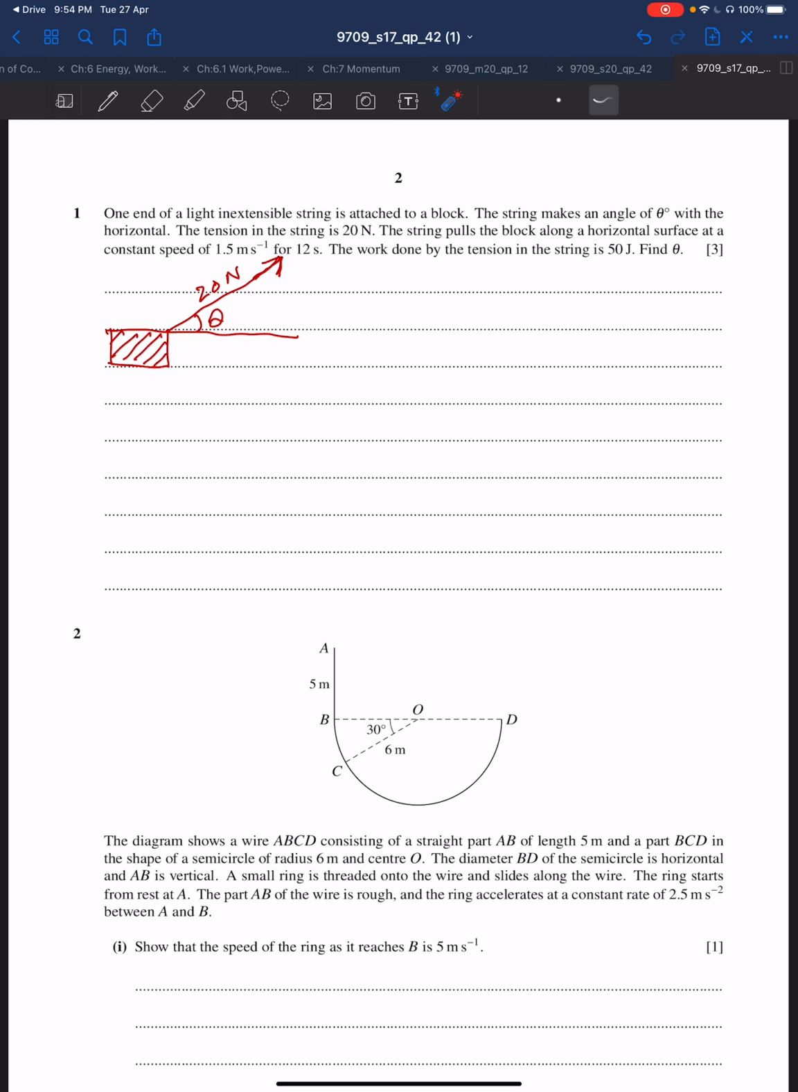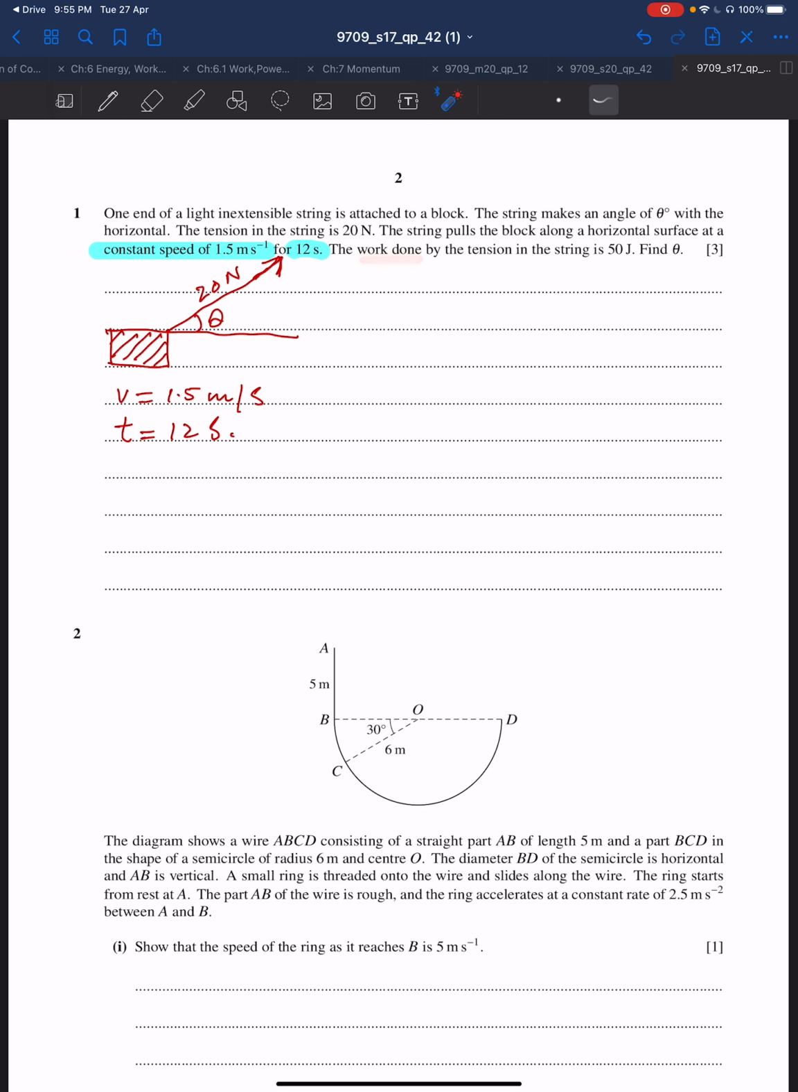The string pulls the block along a horizontal surface at a constant speed of 1.5 meters per second. We'll highlight this because it is very important. That means the system is in equilibrium, the acceleration is zero, because the speed is constant for 12 seconds. So you are given the speed and the time. We'll write down speed v is equal to 1.5 meters per second, and time is 12 seconds.